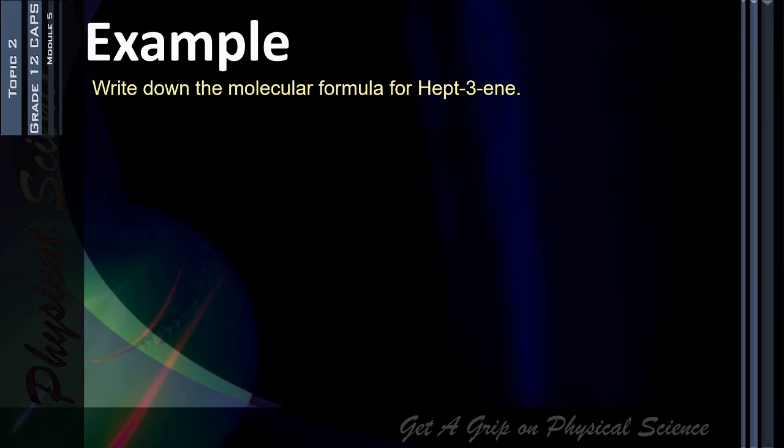Write down the molecular formula for hept-3-ene. Hept, there must be 7 carbons, and we know the general formula for the alkenes is CnH2n, so there must be double the amount of hydrogen, so it's C7H14.